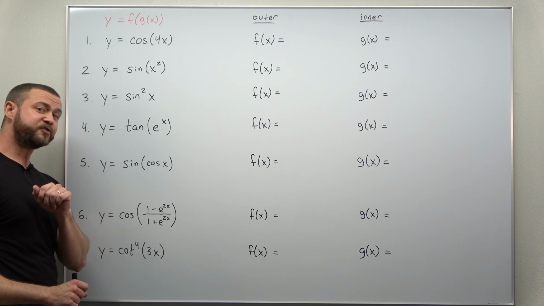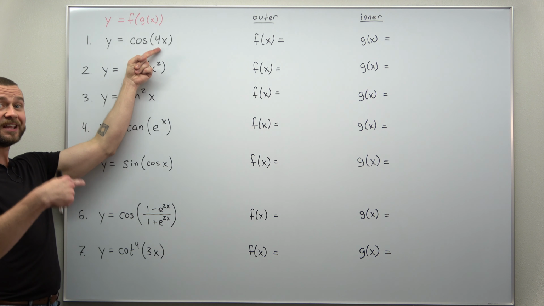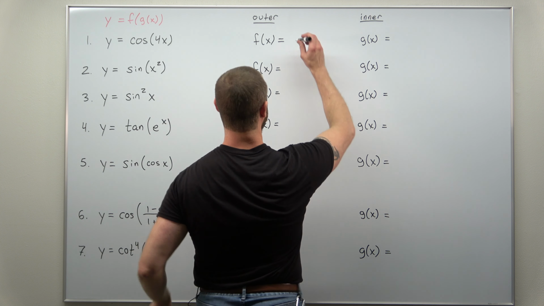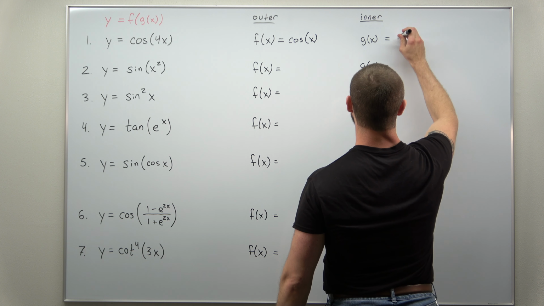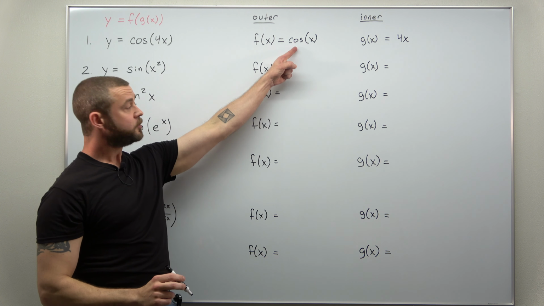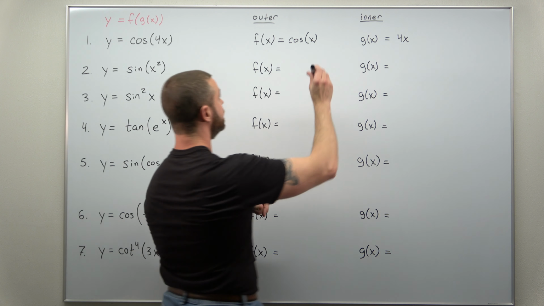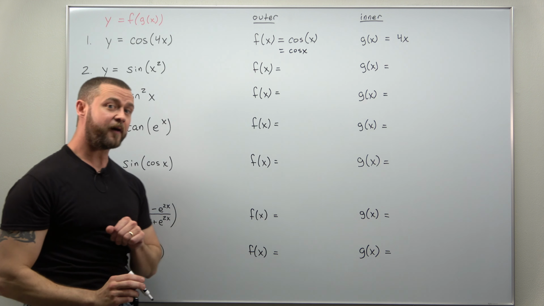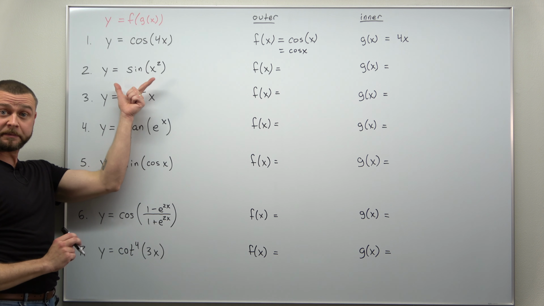All right, our first example, this seems really straightforward. We have 4x inside of the cosine function. So we'll identify our outer function as cosine of x and our inner function as 4x. All right, and it's worth pointing out here, you might be writing this cosine of x with parentheses or without. Perfectly fine either way.